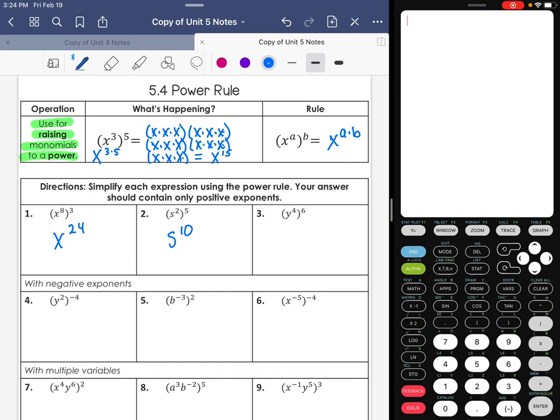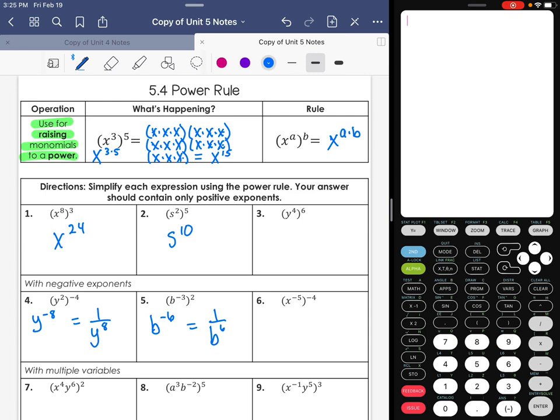If one of the exponents or both of the exponents are negative, you do the same process. Just remember, you can't have a negative exponent in your answer. So for number 4, 2 times negative 4 would be negative 8. So we would have to change that to 1 over y to the 8th power. For number 5, if we have b to the negative 3rd to the 2nd power, then that would be negative 3 times 2, which would be b to the negative 6th power, which would then be 1 over b to the 6th power.